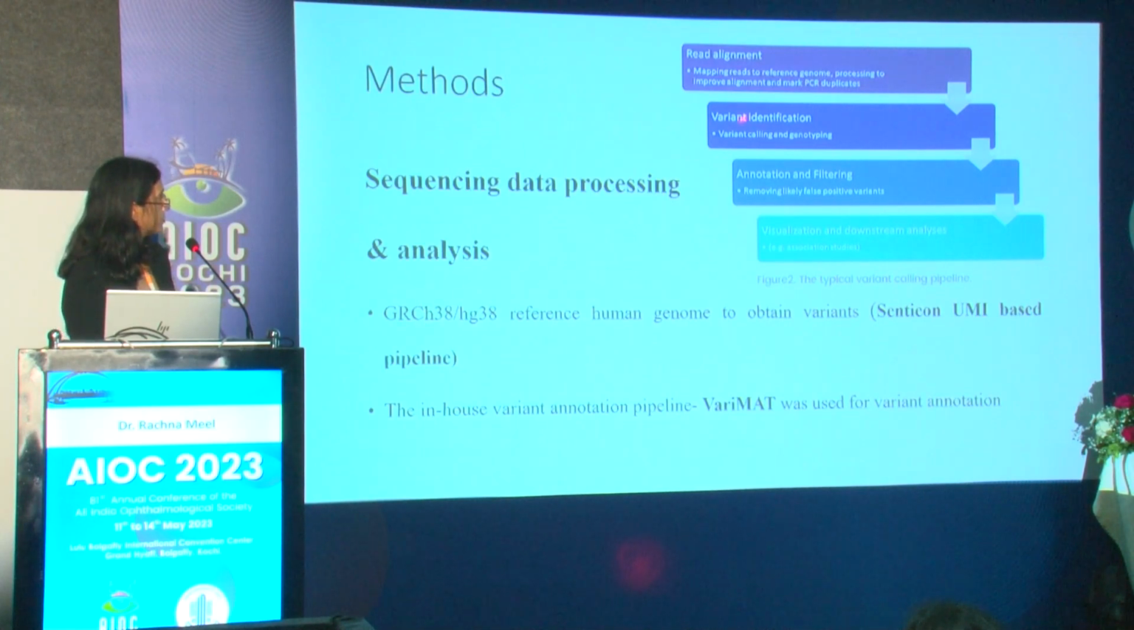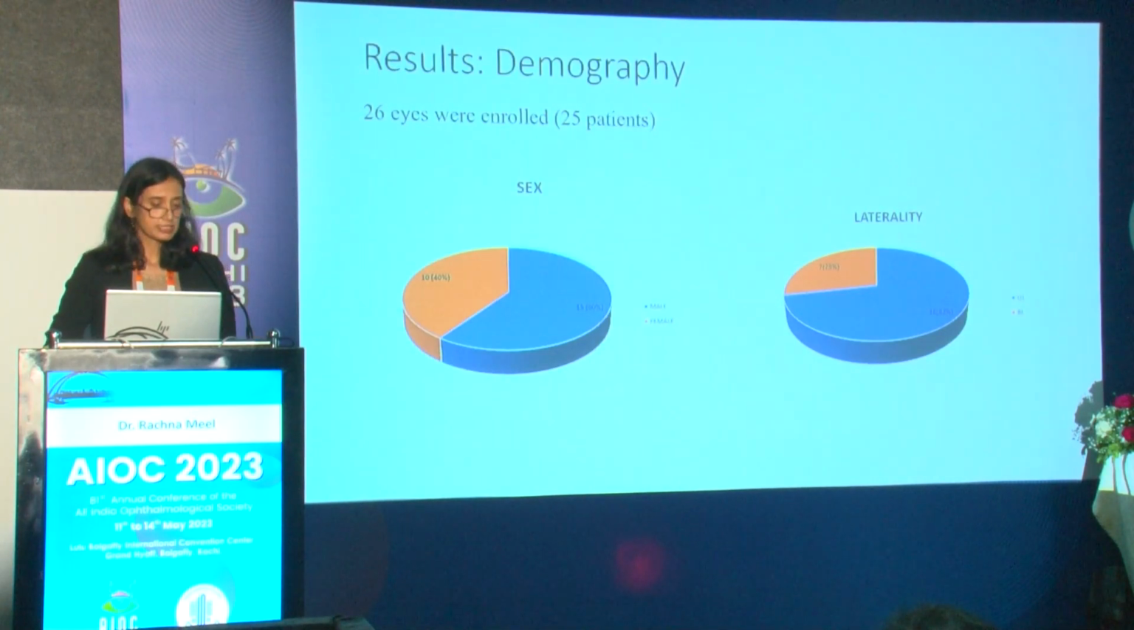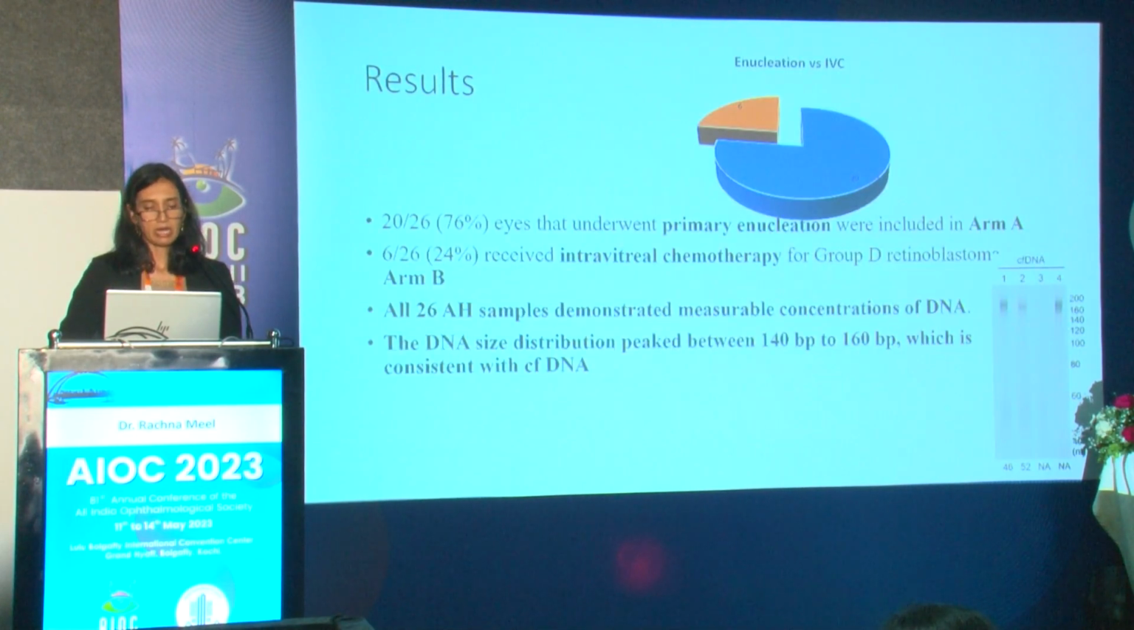After that, once you've identified the sequences, you look for the variants and decide whether they are pathogenic or not. The Varimat pipeline was used for the annotation. Now, we did this in 26 eyes of 25 patients. They were mainly male patients, with bilaterality of disease in 7 patients.